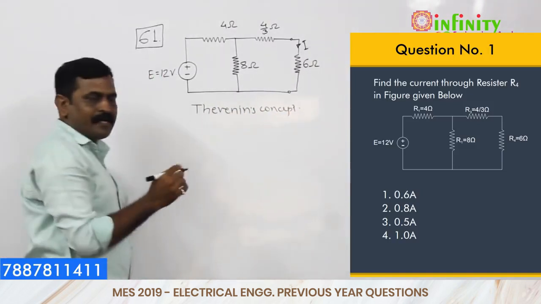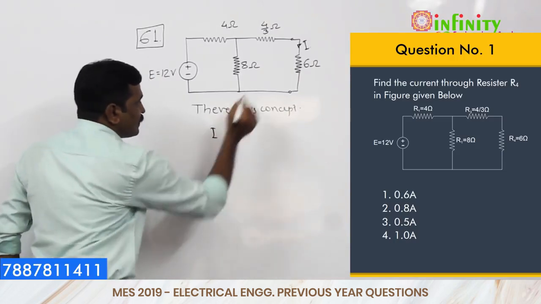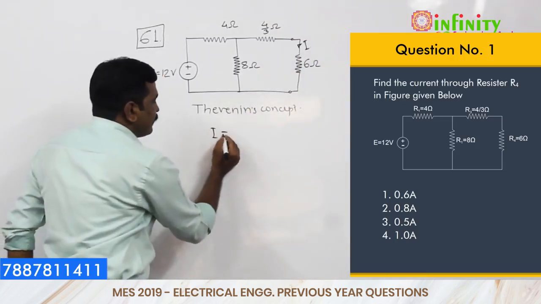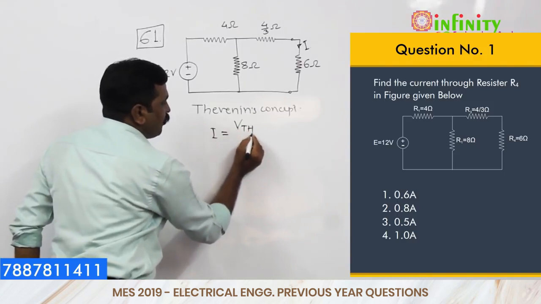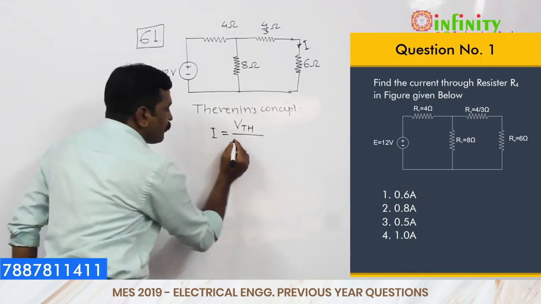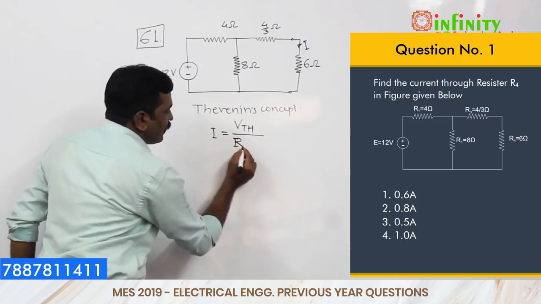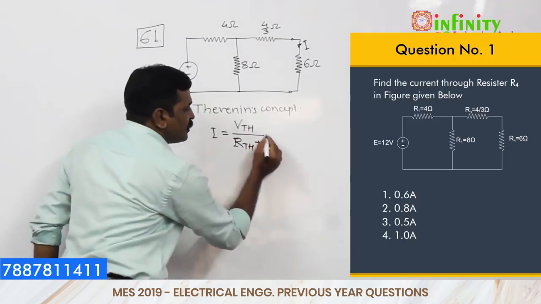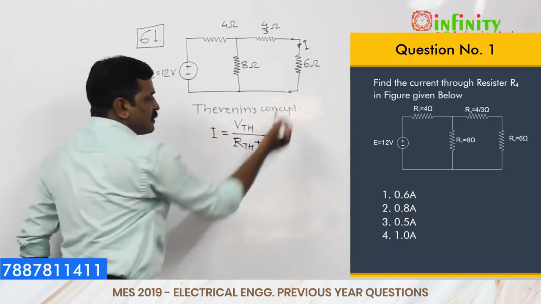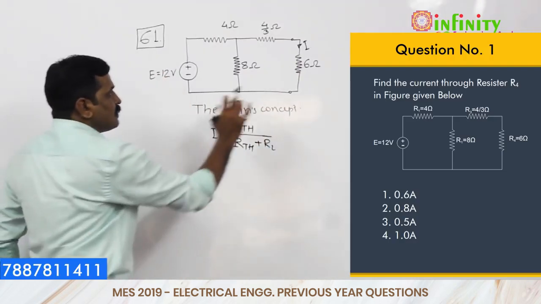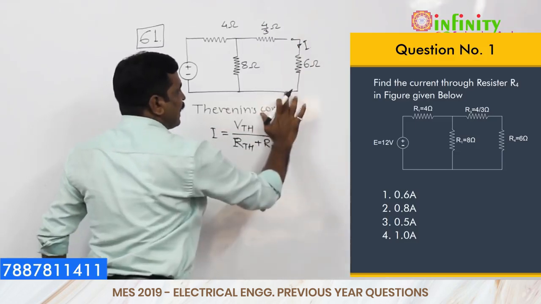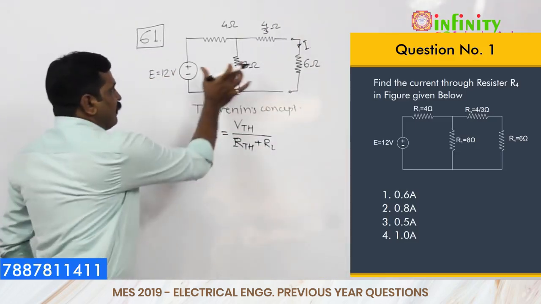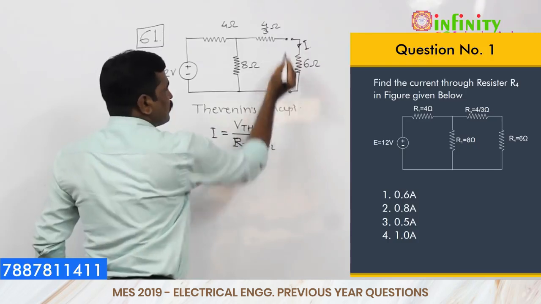and according to that, the load current, that is here the current I, is nothing but the Thevenin's voltage VTH divided by the Thevenin's equivalent resistance RTH plus load resistance RL. Here load resistance RL is nothing but the 6. The first process is to disconnect the load from the circuit to determine the specific value.